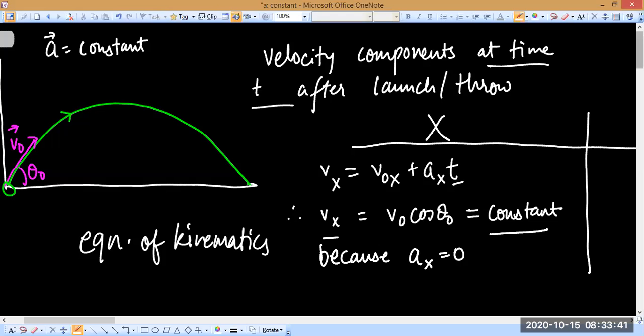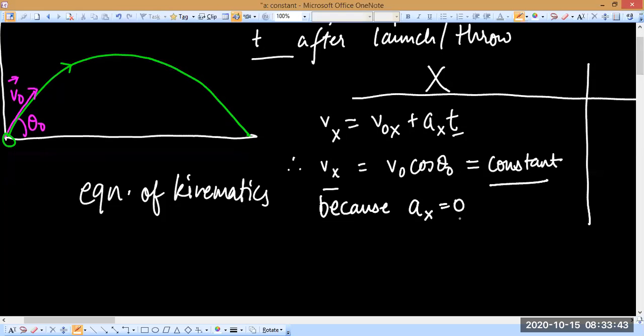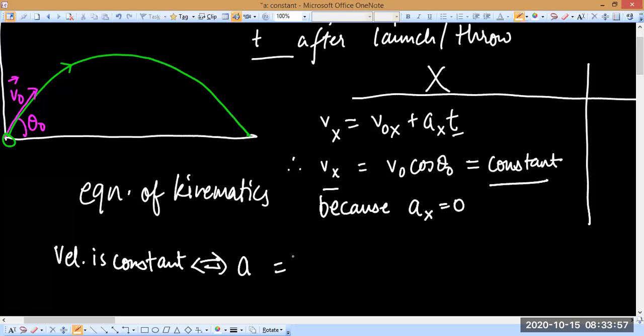I hope all of you remember that if acceleration is 0, then velocity is constant, or vice versa, right? Velocity is constant. That has the same meaning as acceleration is 0. Angle does not remain same. No, totally wrong. Angle will in fact change. I hope you all are realizing that the angle will change, right? As time will pass, the angle will change.